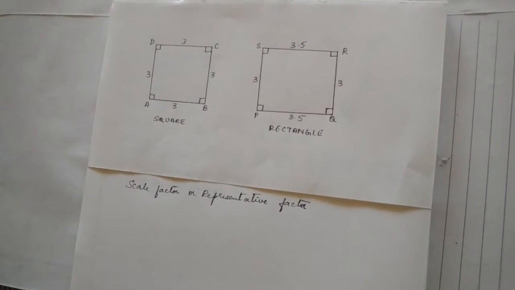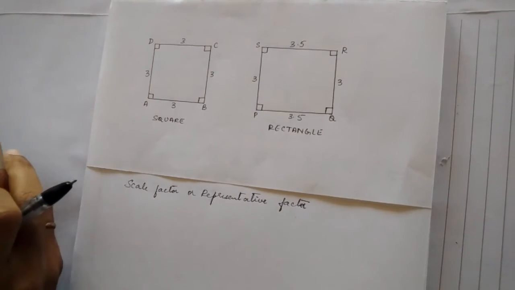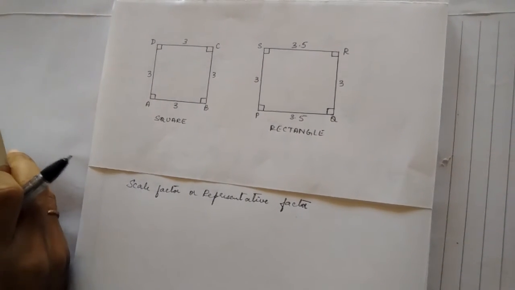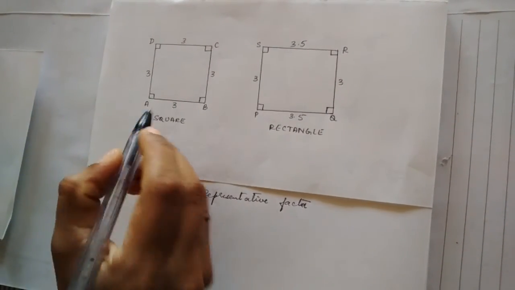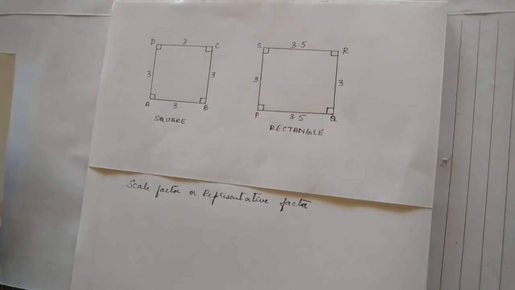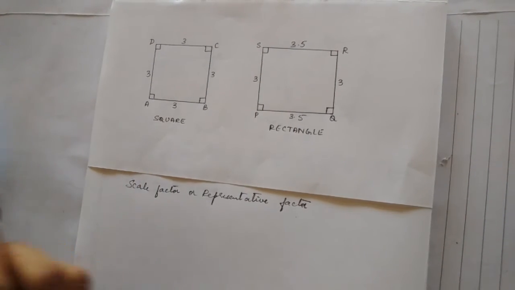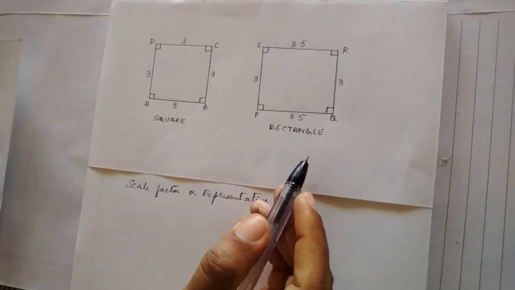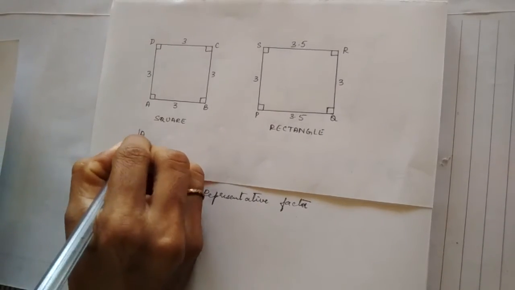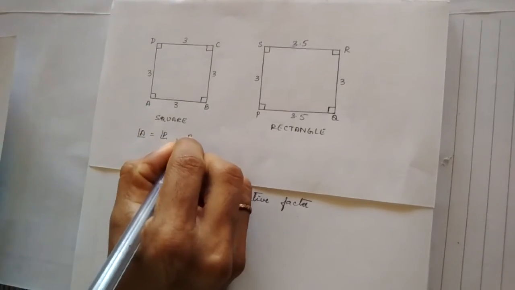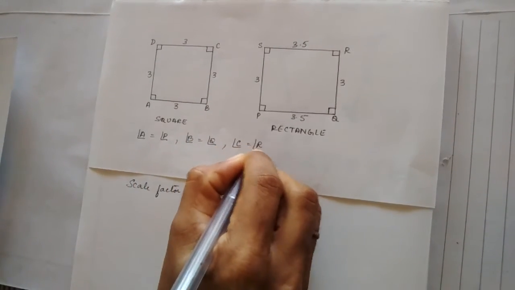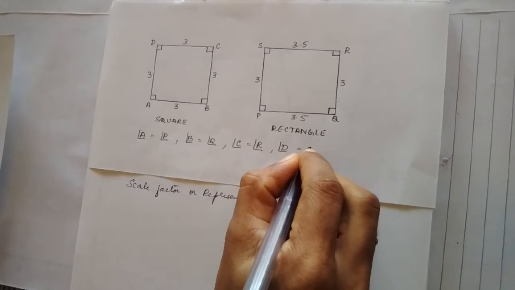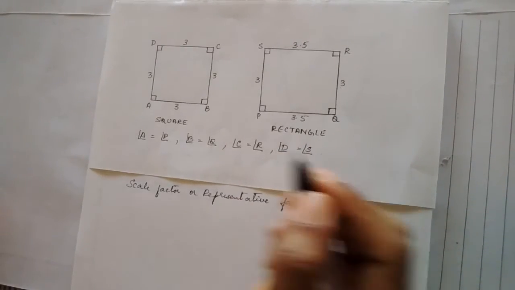Now, here, let us measure the angles and the corresponding sides. Here we have the angles in both the quadrilaterals. They are of 90 degrees because it's a square and a rectangle. Angle A is equal to angle P, angle B is equal to angle Q, angle C is equal to angle R, angle D is equal to angle S. Now let us verify the sides.